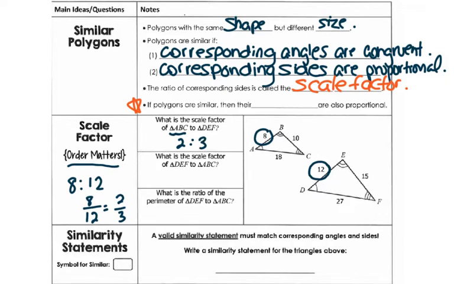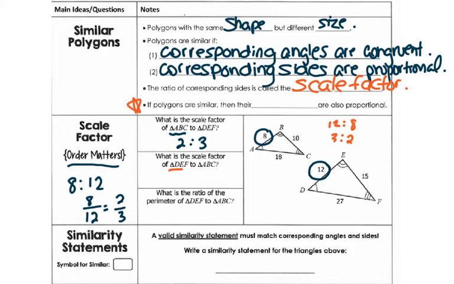Let's change this question around. If I were to ask you, what is the scale factor of DEF to ABC? Now you work the other way. So you would compare 12 to 8 instead, and you would get 3 to 2. Now, you don't have to choose the smallest side measures, but you do need to choose corresponding sides.